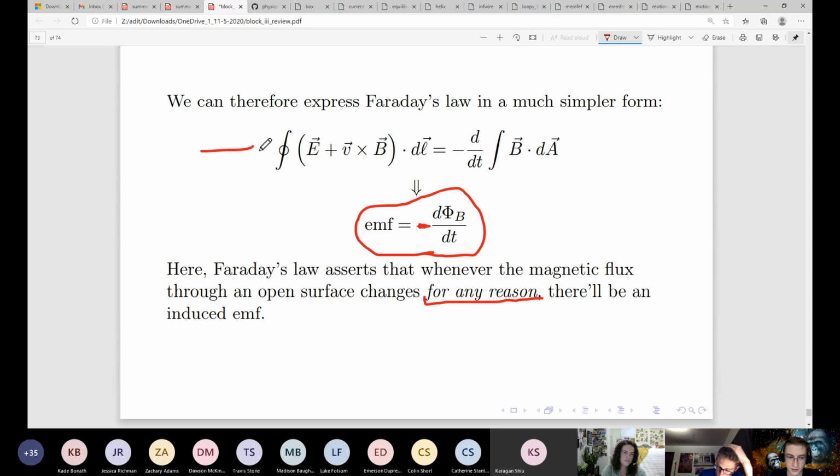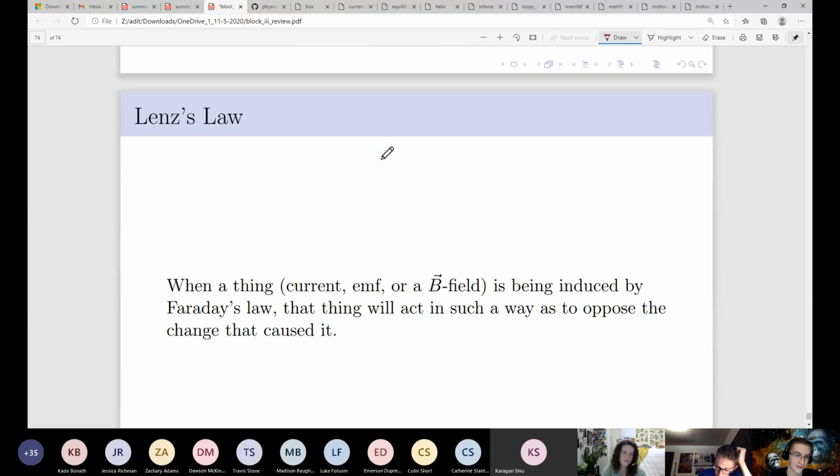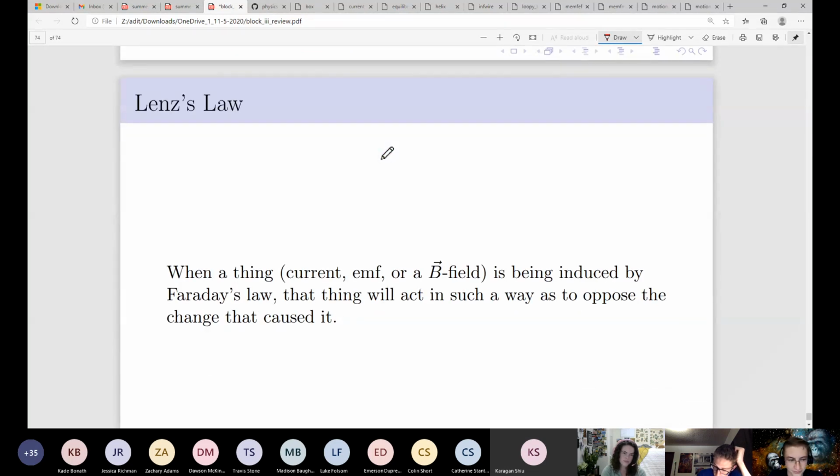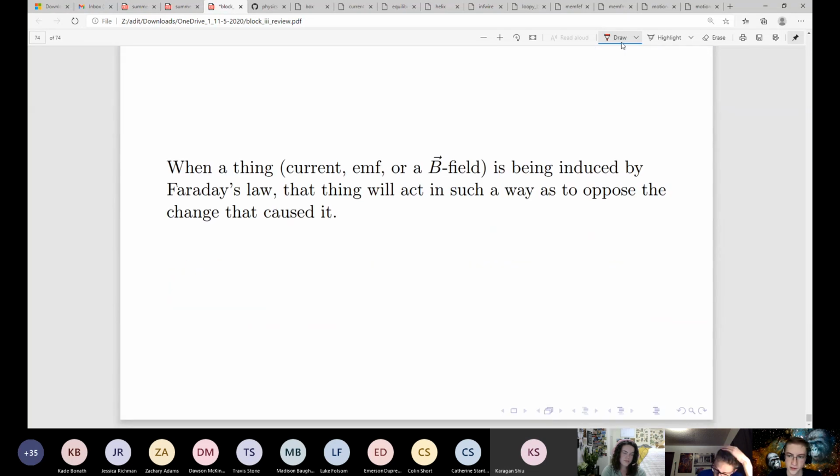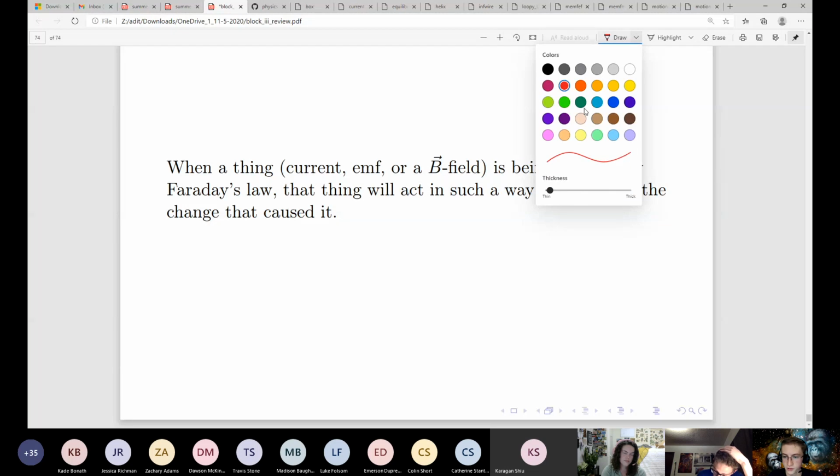We can hypothetically do it with this left-hand side of Faraday's law, but that's scary. We don't really want to deal with that integral ever. So instead, we have this neat little law of nature known as Lenz's law. And Lenz's law asserts that when a thing is being induced by Faraday's law, the induced effects will act in such a way as to oppose the change that caused it. So not a problem, but let's look at an example real quick.